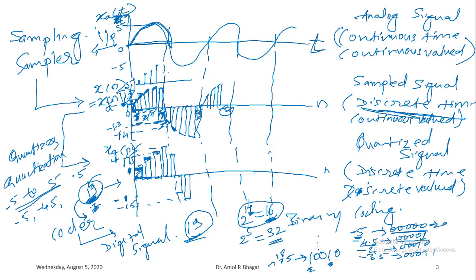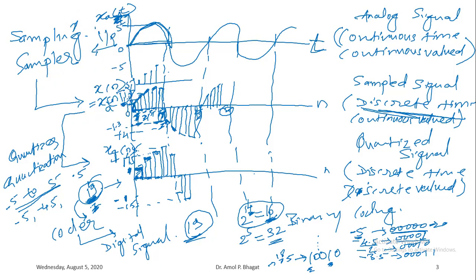So this is the complete analog to digital conversion process, in which initially your continuous time continuous value signal will be converted into a discrete time continuous value signal by using the sampling process or sampler. Then that discrete time continuous value signal is converted into a discrete time discrete value signal by using the quantizer. Then the discrete time discrete value signal will be given as an input to the coder to convert it into the actual digital signal. But in digital signal processing, we will be using this x of n.